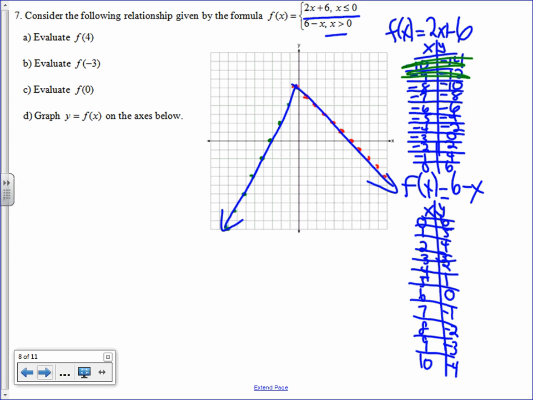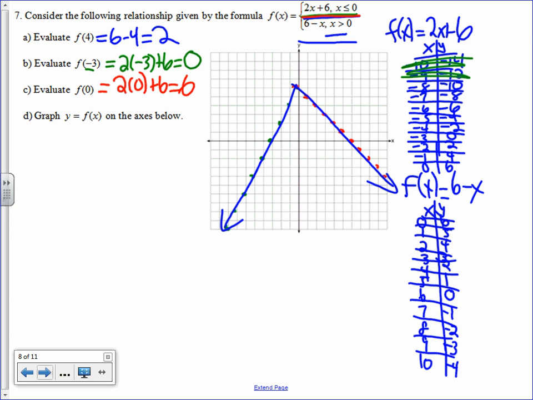To evaluate each of these, there's two different ways to do that. To do it algebraically, determine which piece it falls into. 4 is greater than 0, so I'm going to use 6 minus x. 6 minus 4 is 2. Negative 3 is less than or equal to 0, so I'm going to use 2 times negative 3 plus 6, which is 0. Finally, f of 0 is not greater than 0, but it's less than or equal to 0 because of that equals. So I do 2 times 0 plus 6, which is 6.